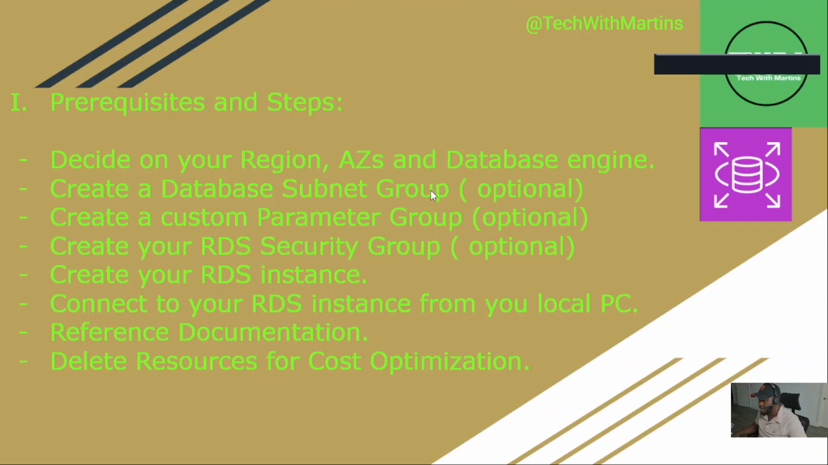After that, you create a subnet group. Okay, and this is optional, because RDS gives you the opportunity to use a default subnet group. All right, then from there you create a custom parameter group. It is also optional because you also have default parameter groups already available for you to use. Okay, then you create your RDS security group. It's also optional because we do have default security groups, right, guys?